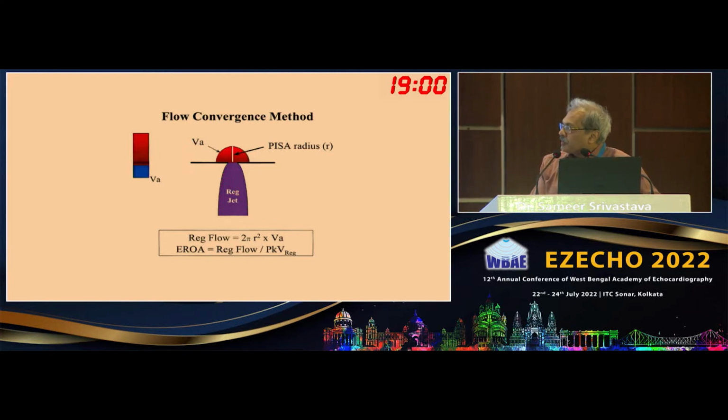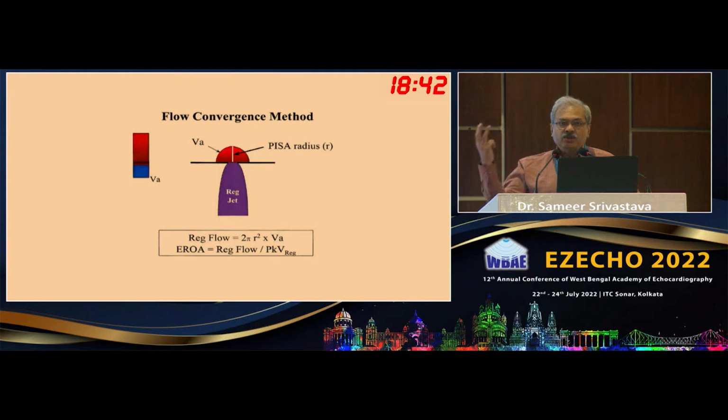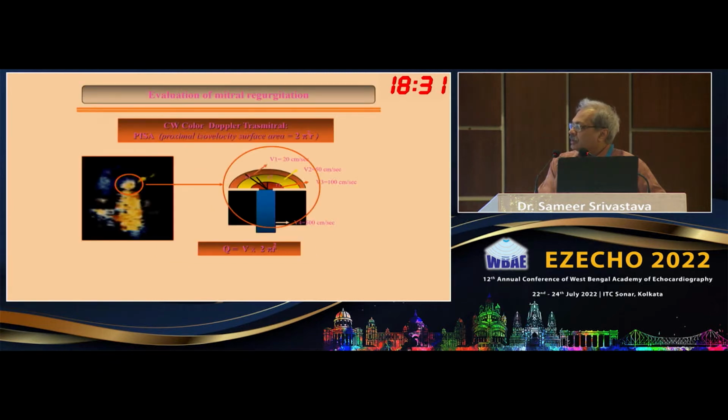This is one of the PISA radius. There can be several with different colors, and all these mean different velocities, because this is the velocity of PISA radius. If you know the regurgitant jet and if you know the radius, these are three things you compute. Most of the commercially available equipment has an inbuilt algorithm to find out what is the area, and it will give you what is the significance of mitral regurgitation.